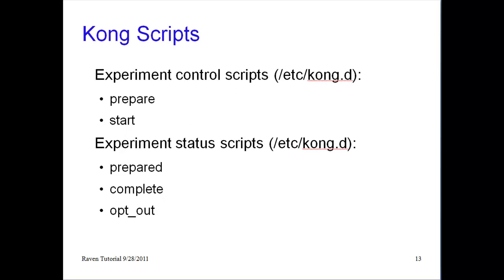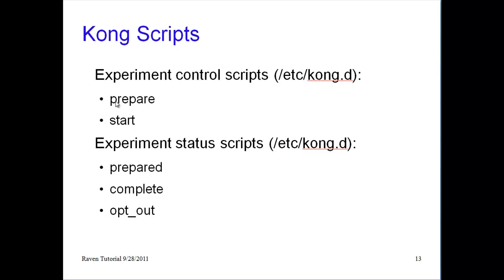The main mechanism that Kong uses to control your experiment is some scripts that you will be responsible for deploying on your slice. These scripts are contained in /etc/kong.d, and there's two different kinds of scripts. One is an experiment control script, which is a script that Kong will run to cause your experiment to do a particular thing. So there's two of these that most people need to be concerned with. There's a prepare script and a start script.